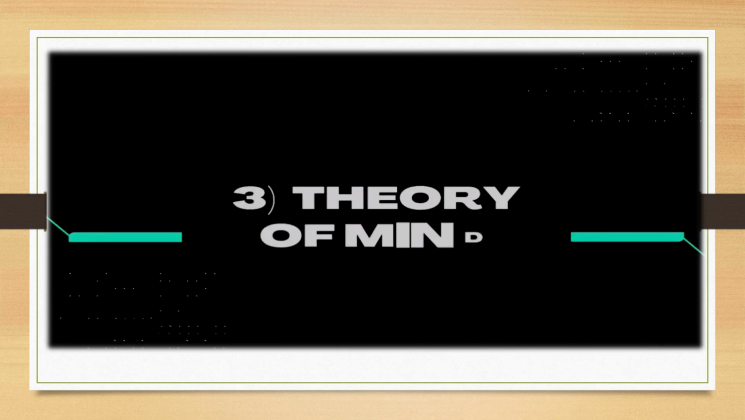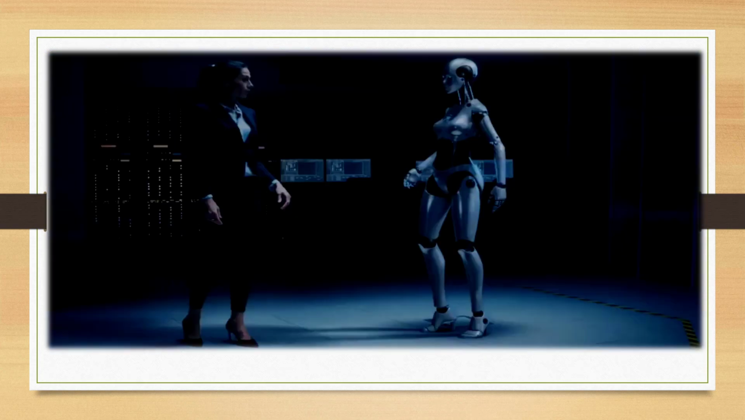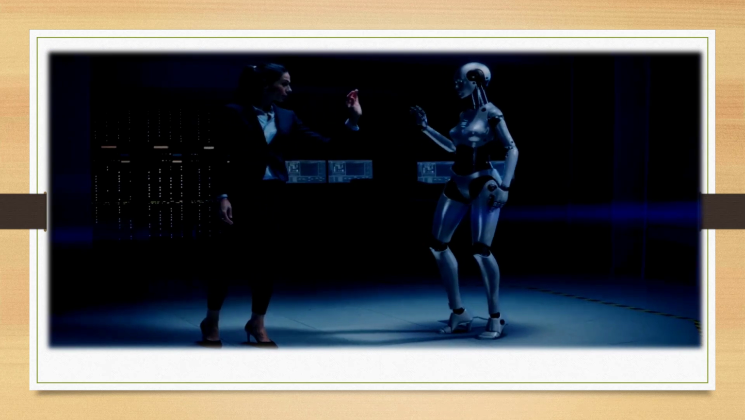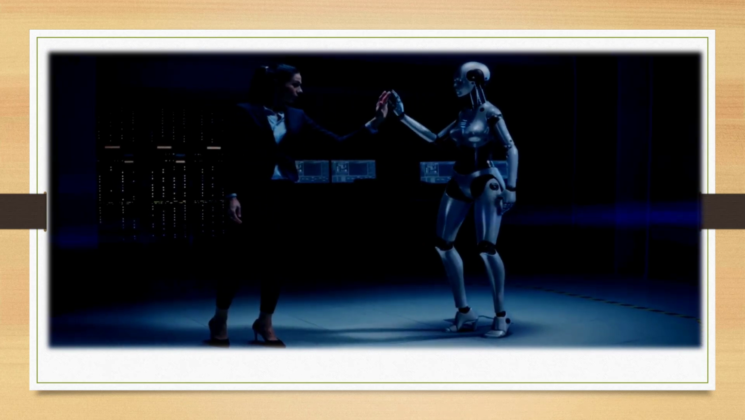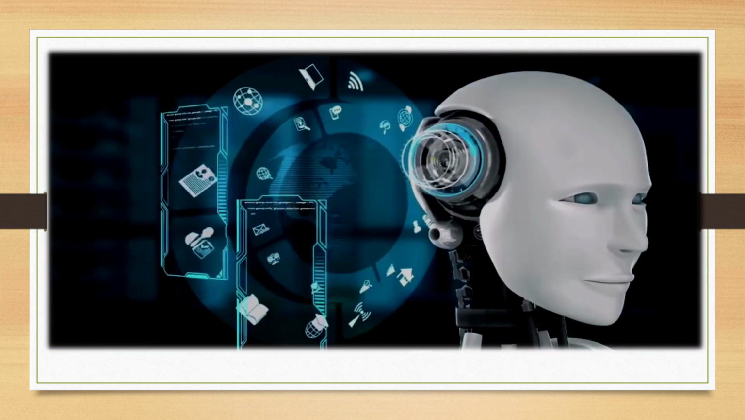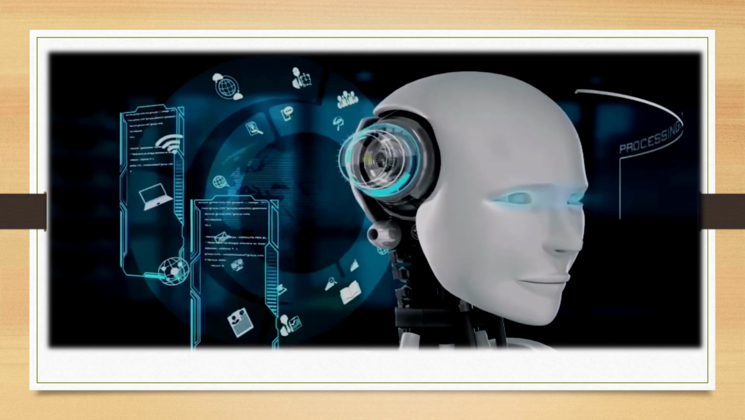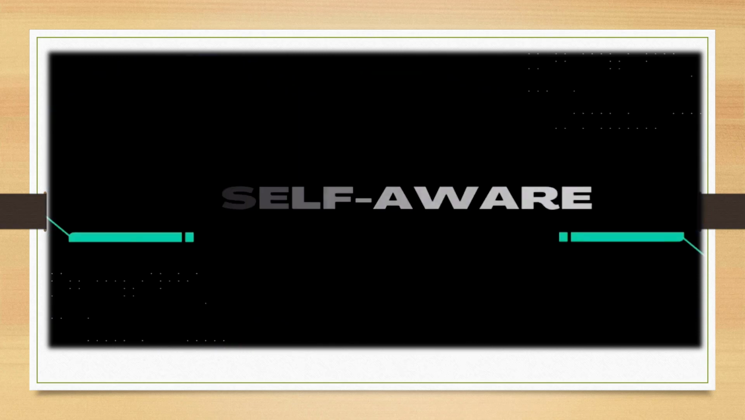Number 3, theory of mind. This type of AI is being developed to understand the beliefs, intentions, and emotions of other agents, including humans, animals, and other AI systems. It can use this understanding to predict their behavior and communicate with them effectively. An example is an AI-powered virtual assistant that can understand the context and intent of a user's request and respond accordingly. It can understand and respond to the emotions and intentions of people it interacts with. Number 4, self-aware. This form of AI.